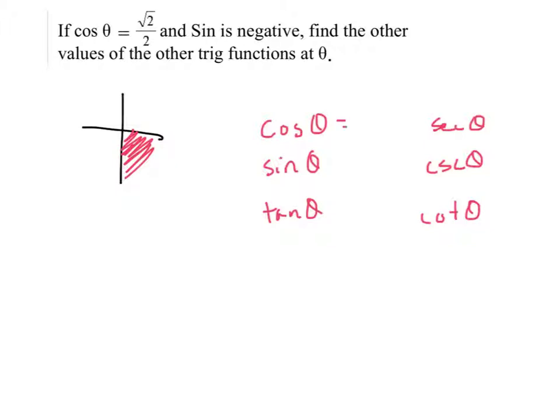So cosine is the square root of 2 over 2. The reciprocal of that, of course, is just 2 over the square root of 2. If you rationalize that, you just get the square root of 2. Okay? Clean that up a little bit.